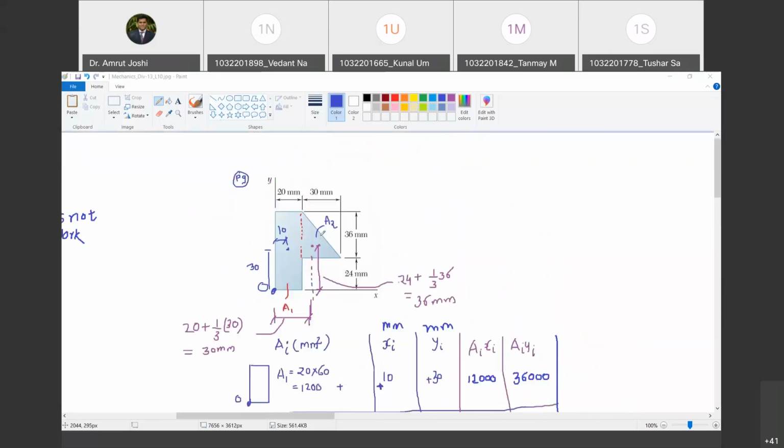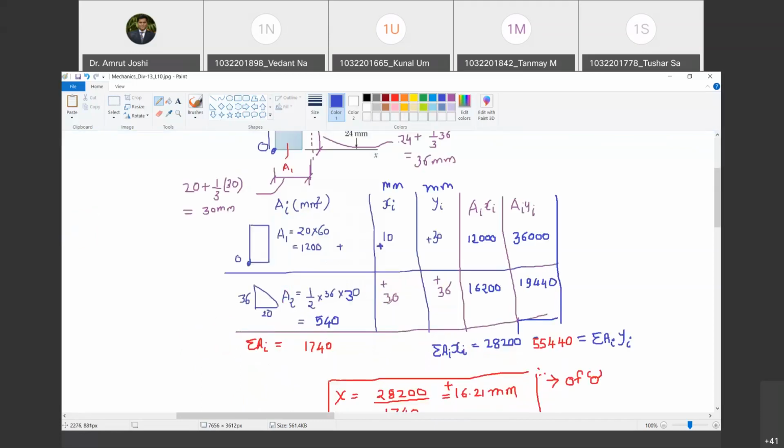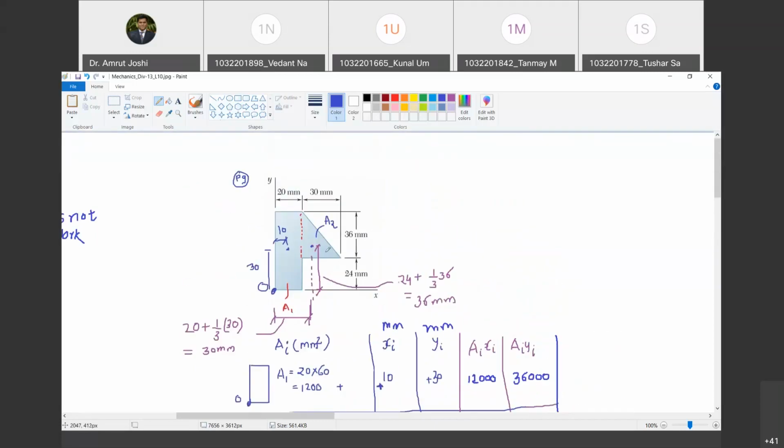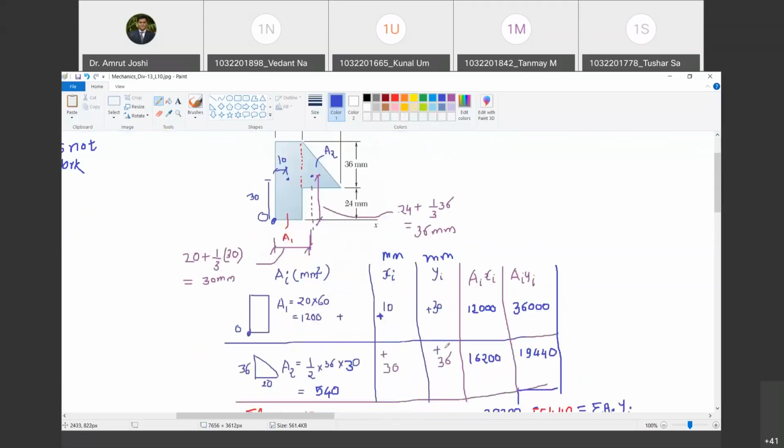Then we are considering A2. So the centroid of A2 lies somewhere here. So this distance is going to be 20 plus 1/3 of 30, so it is going to be 30. Then this distance is going to be 24 plus 1/3 of 36. 1/3 of 36 is 12. So 12 plus 24 is 36.